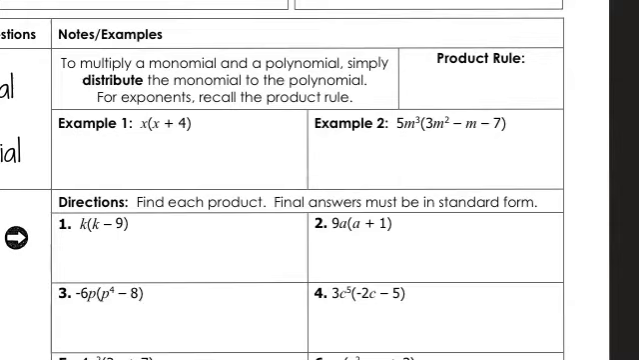The product rule states that if you have a base to some exponent and you're multiplying against another base of a different exponent, it's the same as adding them together.